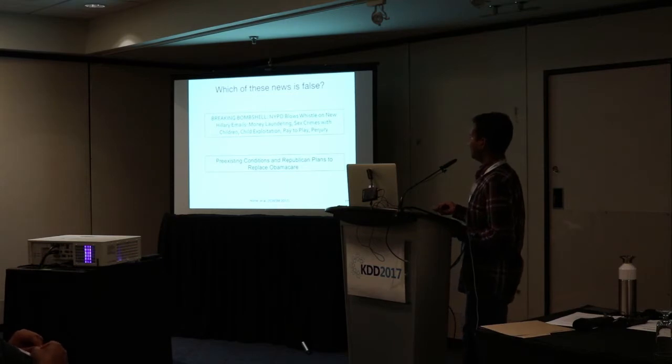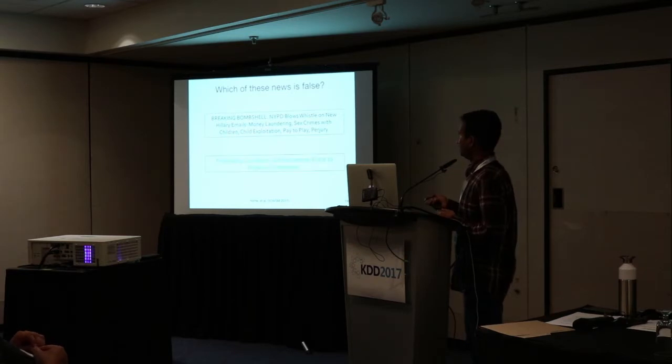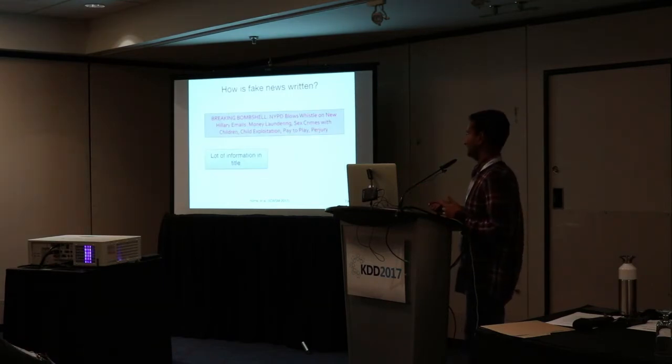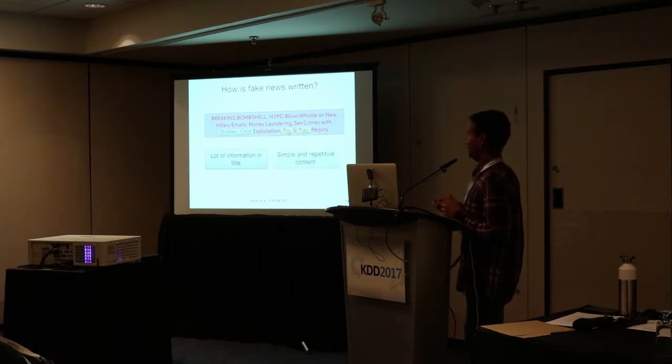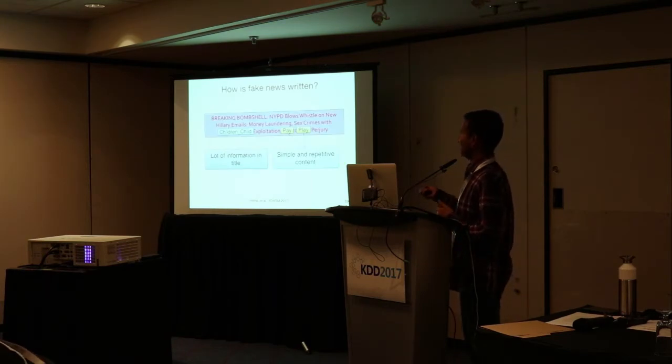This very nice study from this year's ICWSM looks at the textual properties of false information. Just by looking at it, one of these two news items is false. It turns out that this particular news is actually false. And by doing a textual analysis, this paper shows that false information is written in such a way that it has a lot of content. It has a lot of simple but repetitive words as well, like child and children, pay and play. And it makes it more catchy, and it has a lot of capital letters. It seems to be more catching.